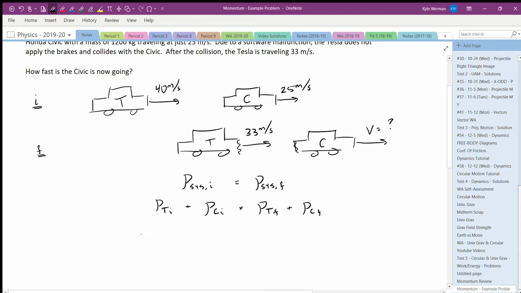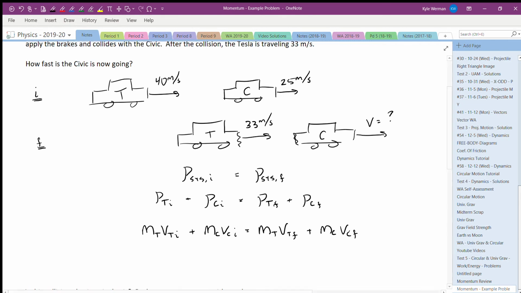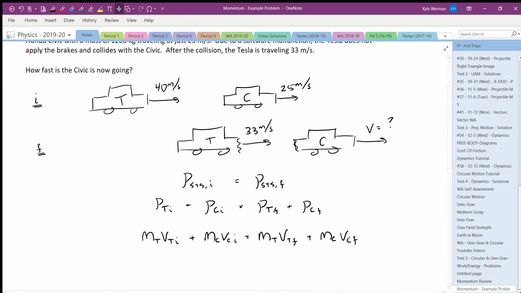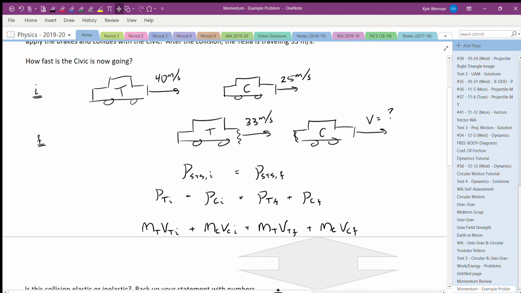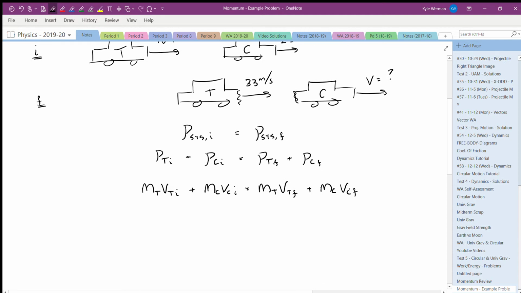So you can say that the mass of the Tesla and the velocity of the Tesla at the beginning plus the mass of the Civic, the velocity of the Civic at the beginning, has to equal the mass of the Tesla, velocity of the Tesla at the end, plus the mass of the Civic, velocity of the Civic at the end. So you really derived this more complicated equation from P initial equals P final at the top, conservation of momentum. Momentum is always conserved in a collision between any two objects. What is not always conserved is the energy, but we can always use conservation of momentum.